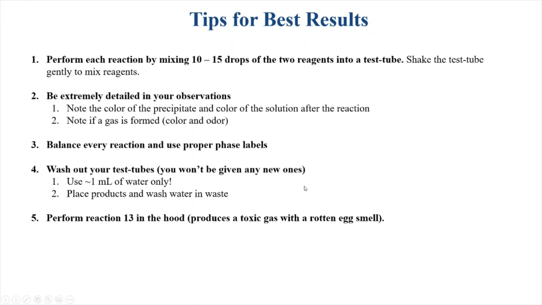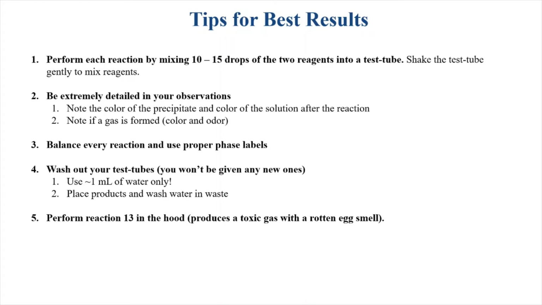So in each of these experiments, the way that you would do this in lab is you would take the 2 reactions that are listed. So there's going to be 2 reactions, just like we had before. We had the lead nitrate and the sodium bromide. And you're going to put 10 to 15 drops of the 2 in a test tube. And then you're going to gently mix. Then you're going to be detailed in your observations. So you want to note colors of the precipitate, color of the solution. You want to note if a gas is formed, and if it is, what is the color and the odor.